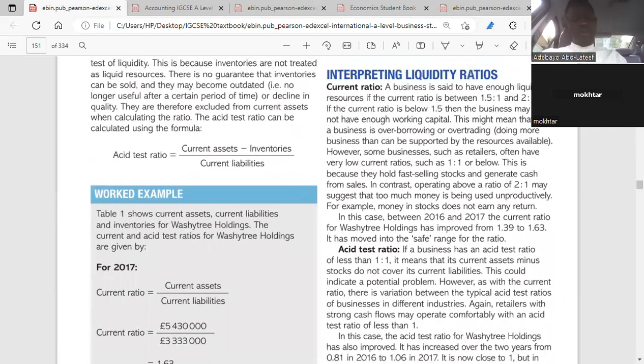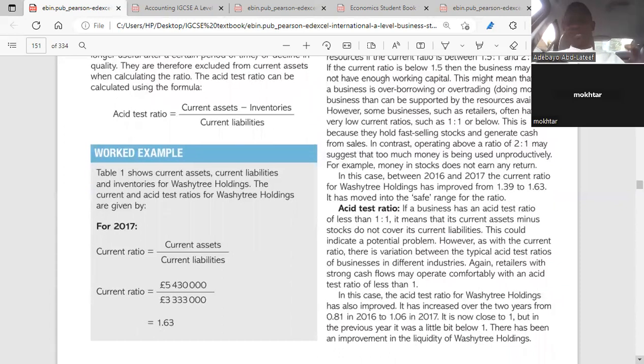Yeah. All right. Then we have the acid test ratio. For the acid test ratio, it is your current assets minus your inventories divided by your current liabilities. How do you get your inventories here? We're talking about the average inventory, which is your opening inventory plus your closing inventory divided by 2. And that's how you calculate your acid test ratio. For the current ratio, it is your current assets divided by your current liabilities. For your acid ratio, it is current assets minus inventories divided by current liabilities.